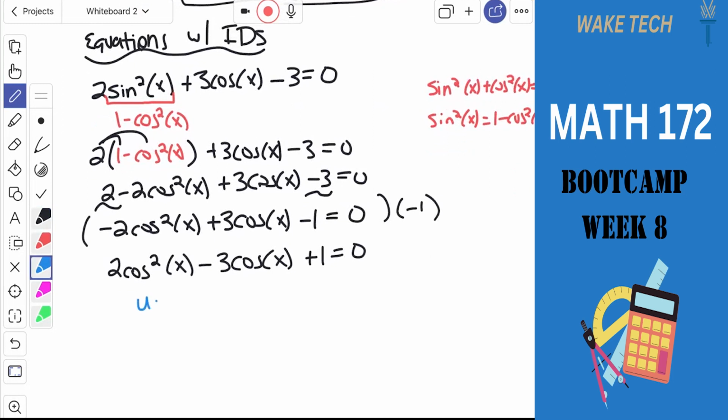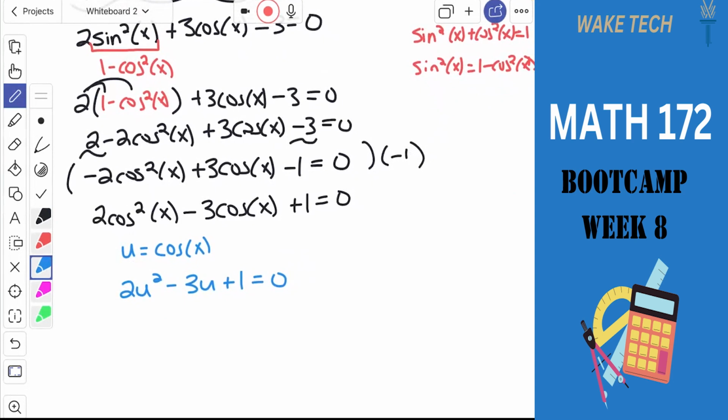So we can use the substitution, let u equal cosine x, and we can rewrite this as 2u squared minus 3u plus 1. The AC method is, again, a tool that we have for factoring when the leading coefficient is not 1. A times C, that's 2. Factors of 2 that multiply to -3, those would be -2 and -1. So we can separate that middle term into -2u minus u.